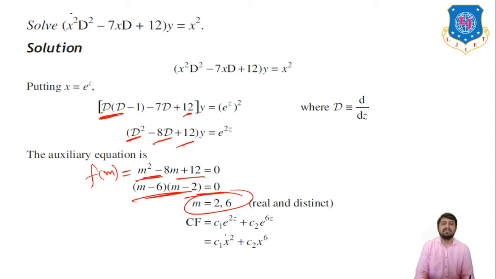So that's why C1 e raised to 2z plus C2 e raised to 6z. Now instead of e raised to z, I take x, so C1 x² plus C2 x⁶.